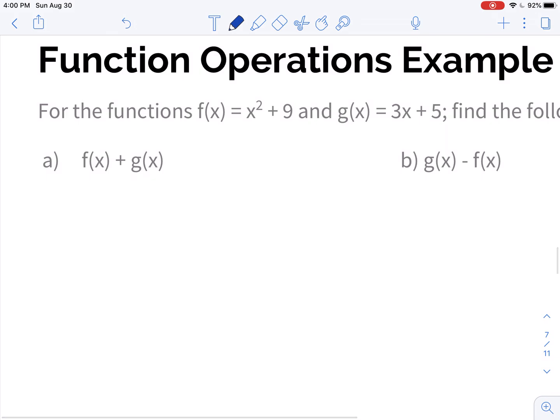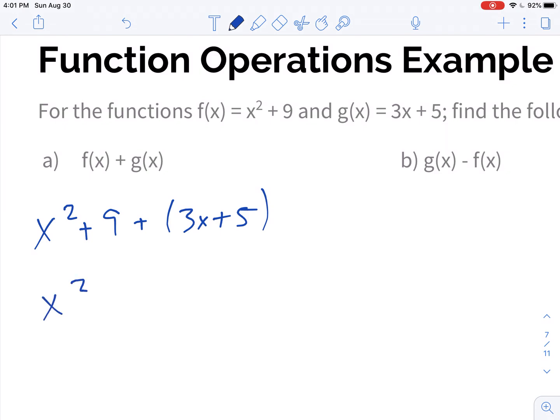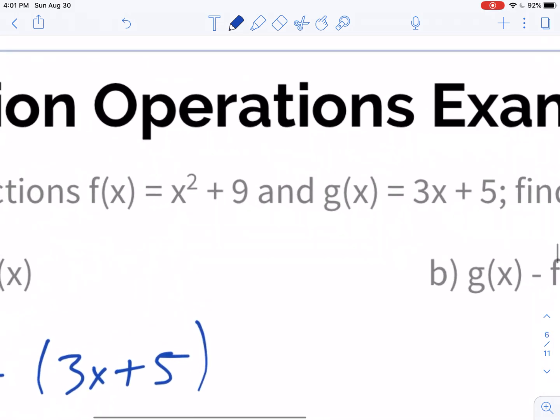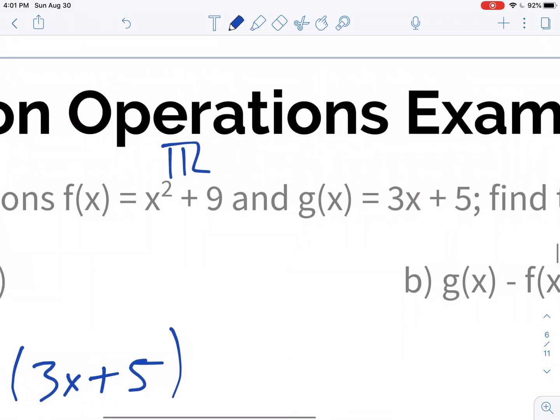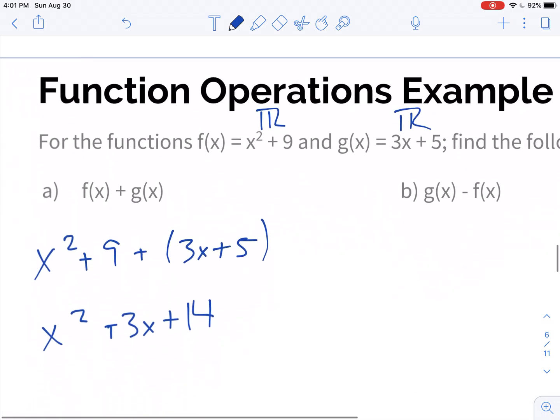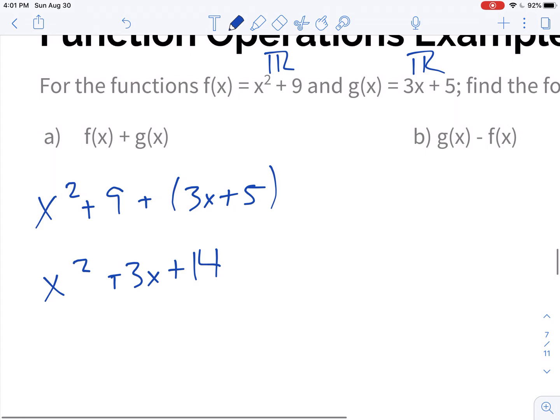f of x plus g of x, that's just saying x squared plus 9 plus 3x plus 5. This is just combining like terms. This is really straightforward. This is going to become x squared plus 3x plus 14. There's nothing more. It wants us to list its domain. f of x is all real numbers. g of x is all real numbers. So that means both of these have all real numbers. When I add them together, my domain is just going to be all real numbers as well.